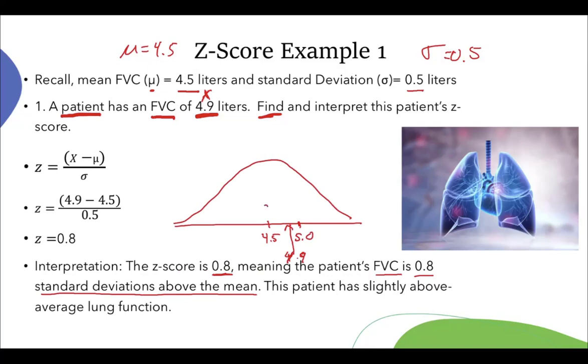So here we have a z-score of 0. Here we have a z-score of 1. This patient right here has a z-score of 0.8. And it is above average. It's on the right side of average, the right side of the mean. So it's above average forced vital capacity.